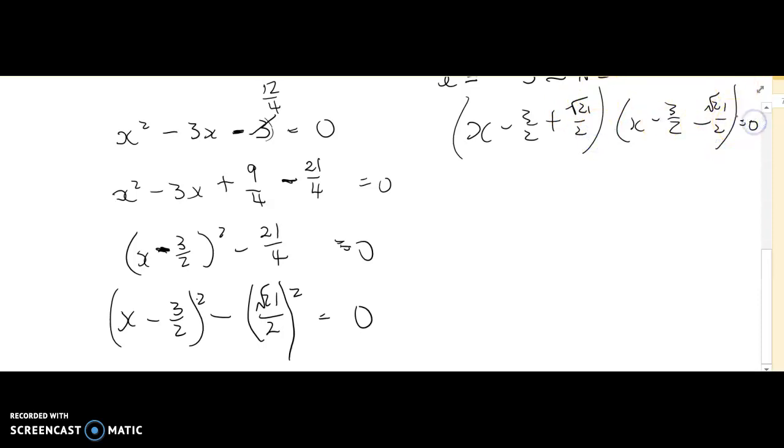And of course we're using the null factor law, so the x-intercepts will be at minus 3 over 2. Opposite of that is positive 3 on 2, and the opposite of plus and minus is minus and plus, which is giving us root 21.